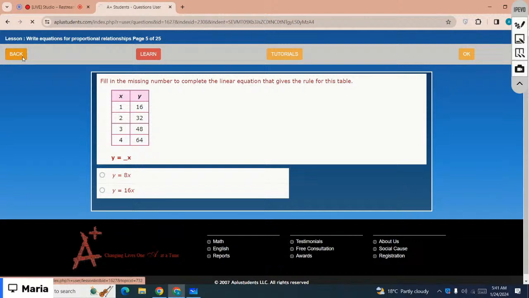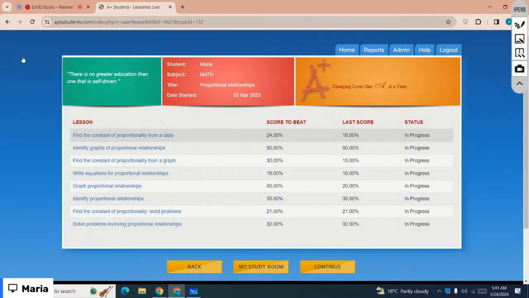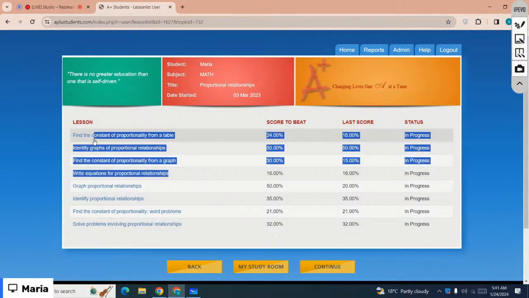So we were working on grade 7 math. The chapter we're working on is proportional relationships, and the lessons we have covered today are find the constant of proportionality from a table, identify graphs of proportional relationships, find the constant of proportionality from a graph, and write equations for proportional relationships, right?